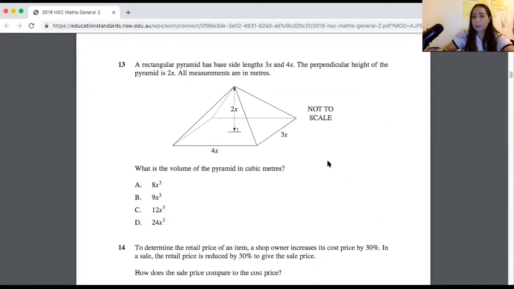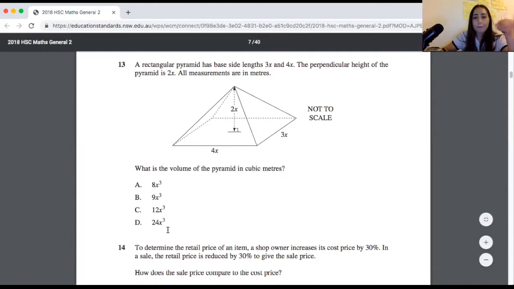Okay, so this question is from HSC 2018, question 13. It's a multiple choice question, and it reads: we have a rectangular pyramid. The base of the pyramid is a rectangle, and it has length 4x and another side length of 3x. It says the perpendicular height of the pyramid is 2x. What is the volume of the pyramid in cubic meters? Nice and easy, hey?